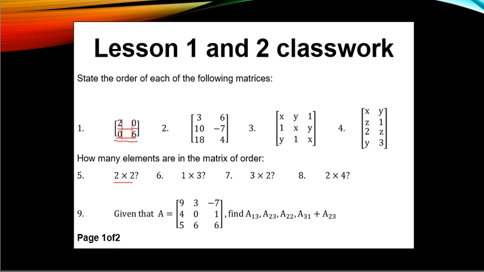Number 9, given that matrix A is equal to this, find A sub 1 3, A sub 2 3, A sub 2 2, A sub 3 1 plus A sub 2 3. In the first lesson, you learned the position of elements in a matrix. That will help you to answer this question.